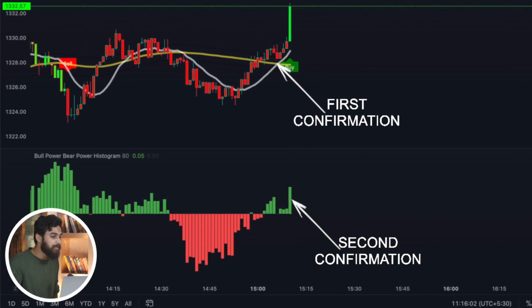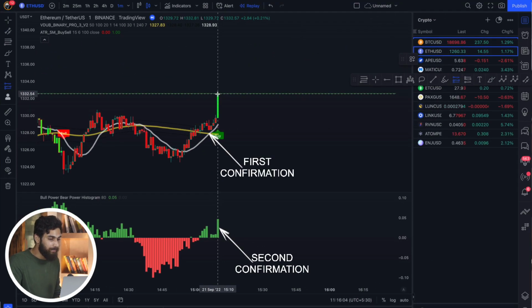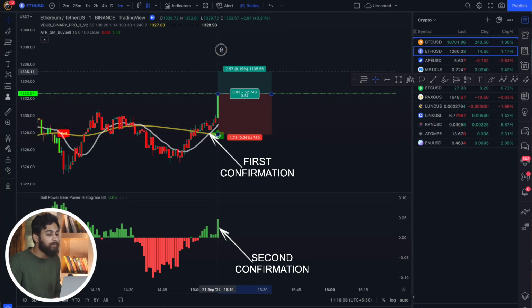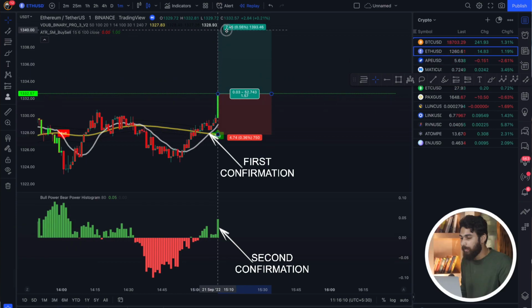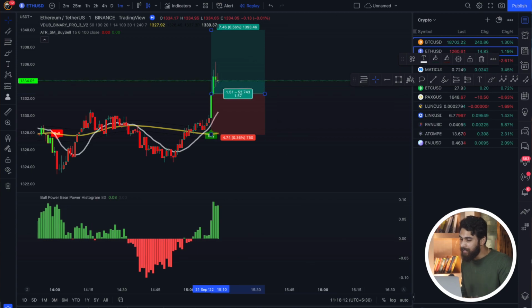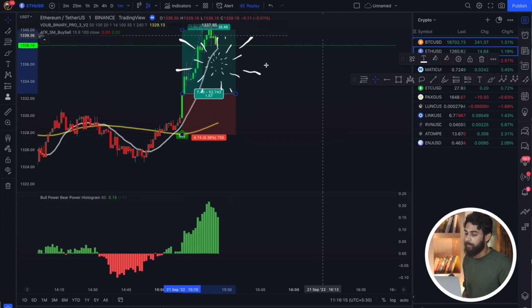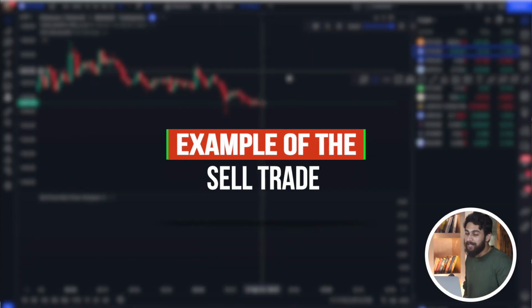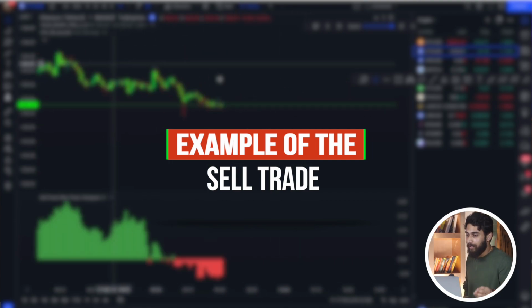And if these conditions are met, we enter a buy trade and keep the stop loss below the previous low and the take profit 1.5 times of the stop loss. And here, if you see, the price clearly went in our favor and took the take profit. Now let's take an example of the sell trade and understand this strategy correctly.